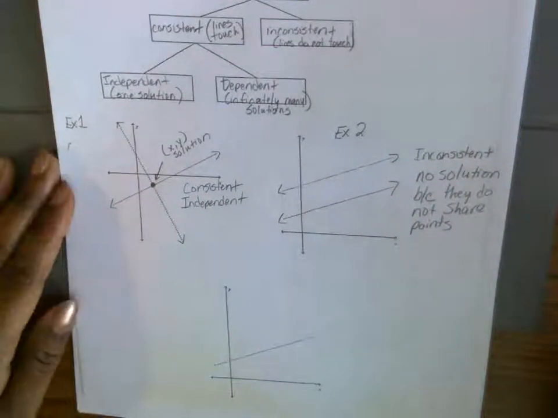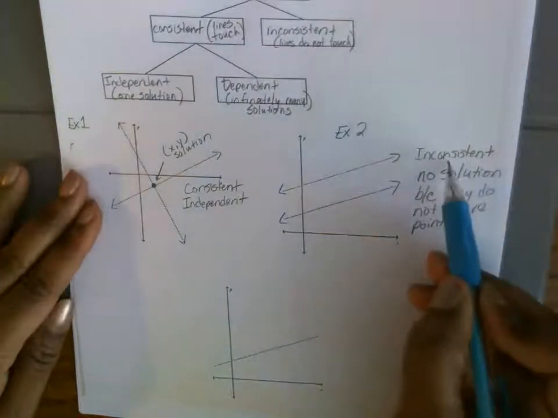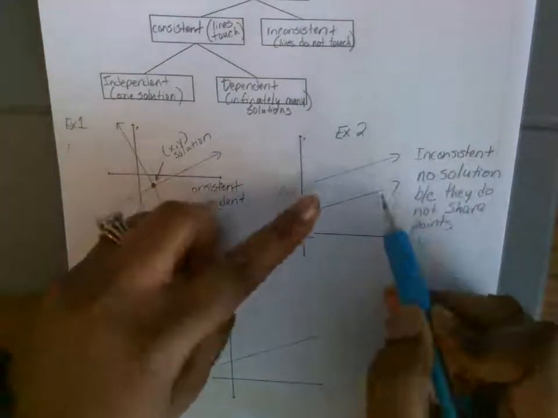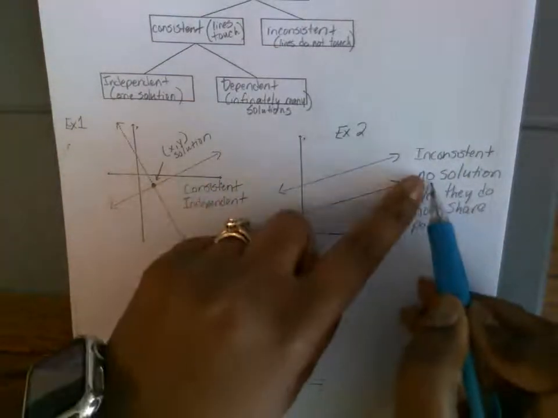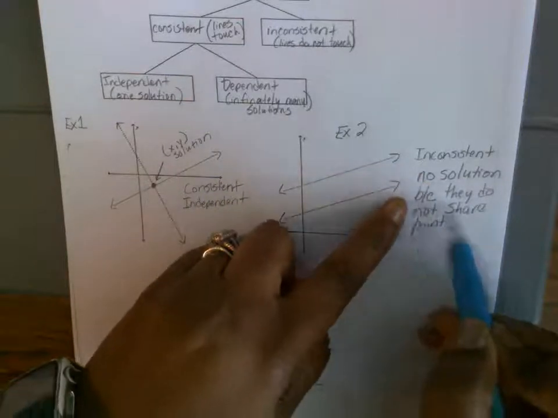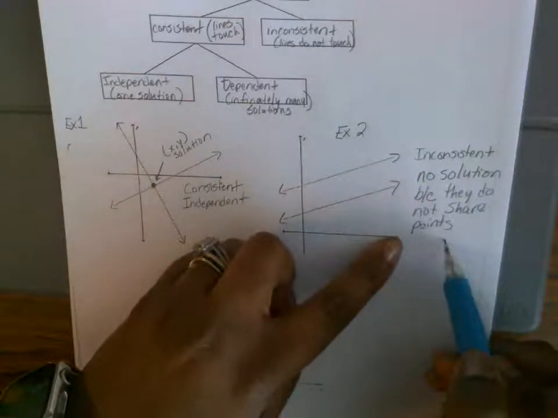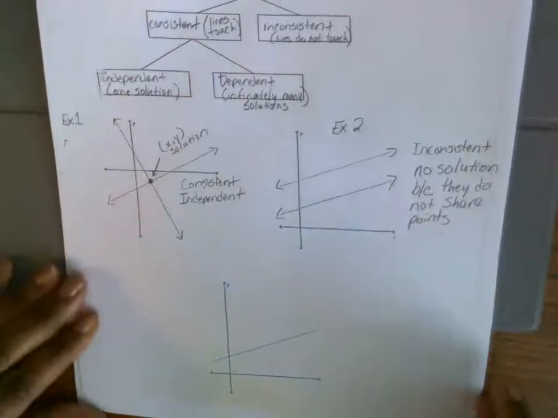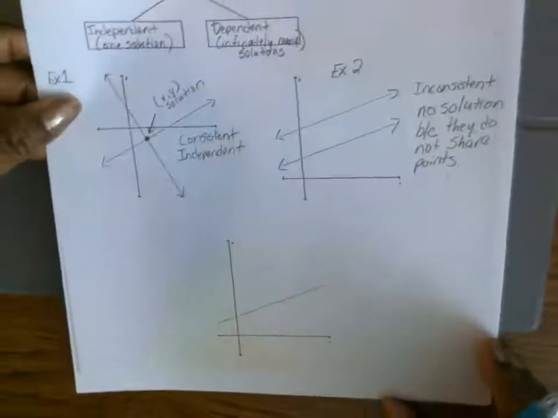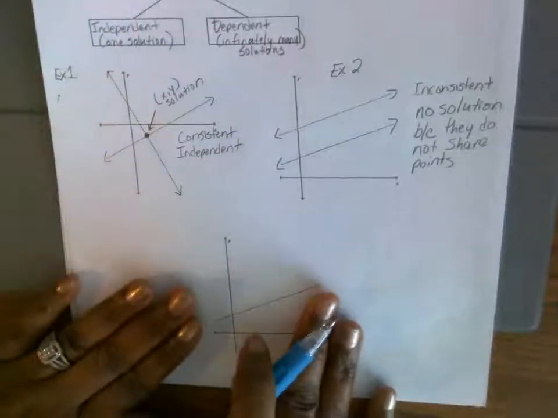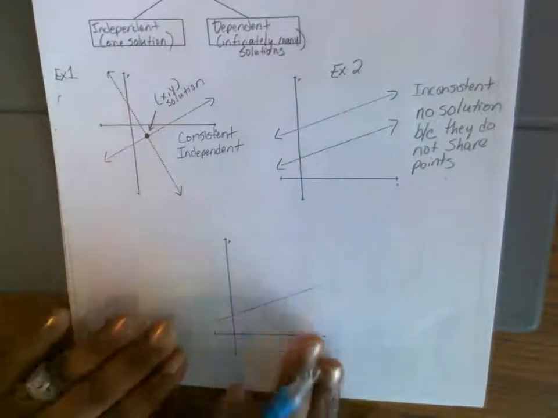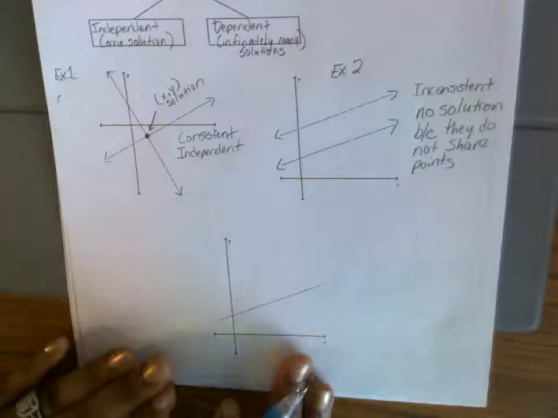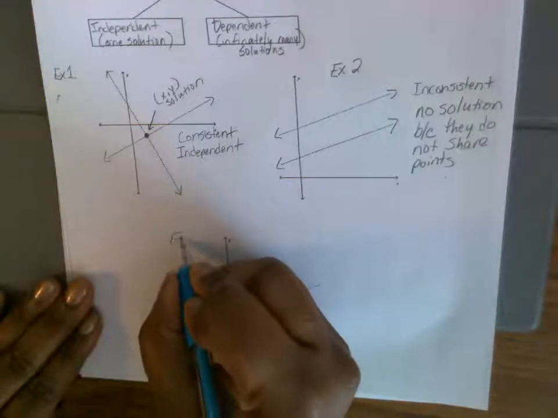All right. So inconsistent, again, that means the lines don't touch. It's a no solution again because they do not share any points. The last possible type of solutions for a system of linear equations, number 3.